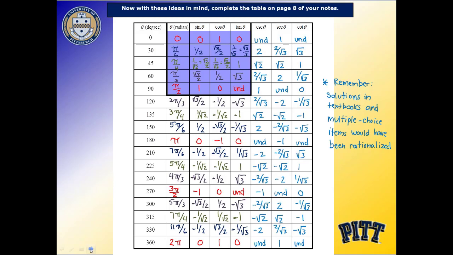You know that 1 over the square root of 3 and the square root of 3 over 3 are the same thing, and that 1 over the square root of 2 and square root of 2 over 2 are the same thing. All that sort of information, just keep aware of it.